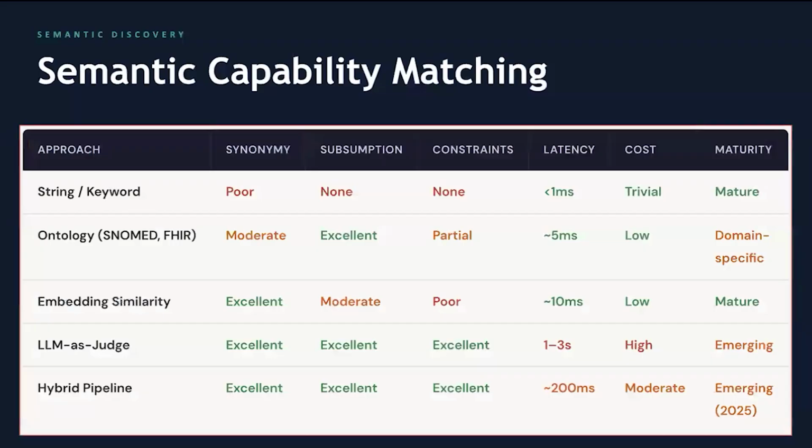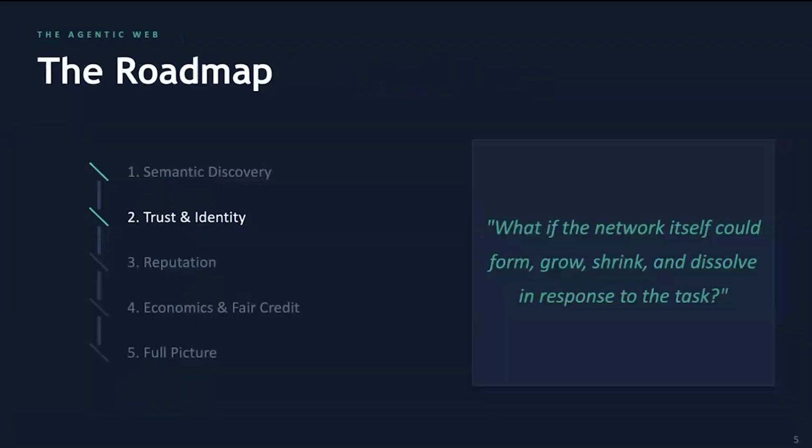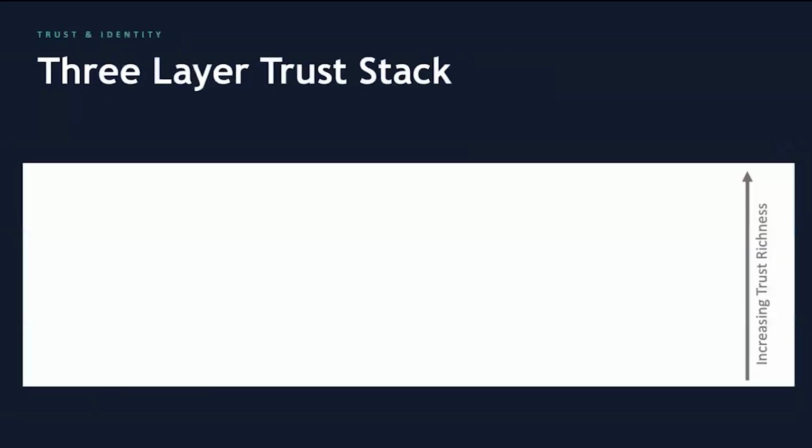All right. So skip that. So the roadmap, right? So now we've talked about semantic discovery. Now what about trust and identity? This is what we need to explore next.